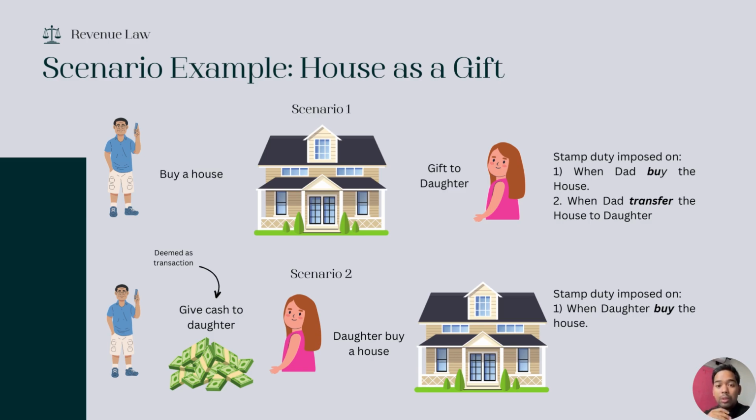So the next scenario is if the dad gives cash to the daughter to buy the house, then the stamp duty will be imposed only when the daughter buys the house, because when the dad gives money to the daughter, it is deemed a transaction. So there is no instrument of transfer over there.